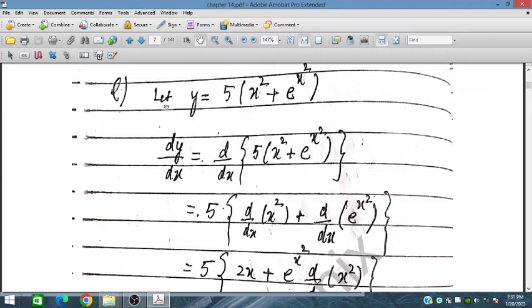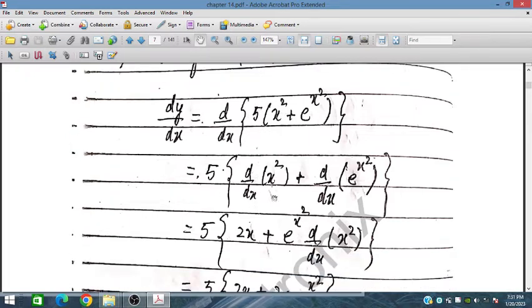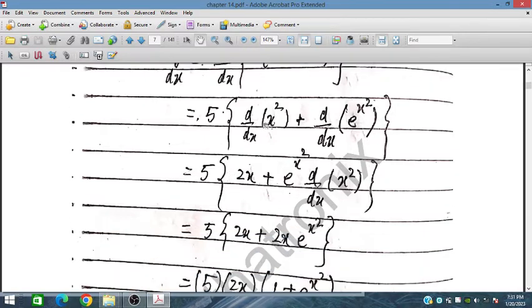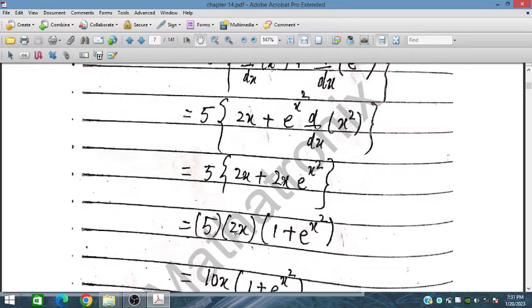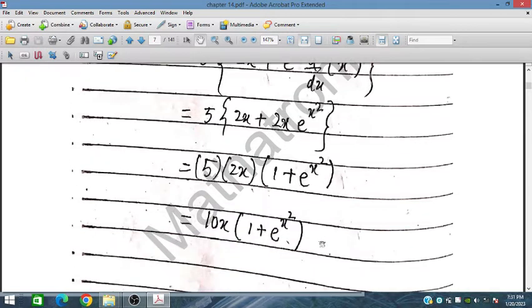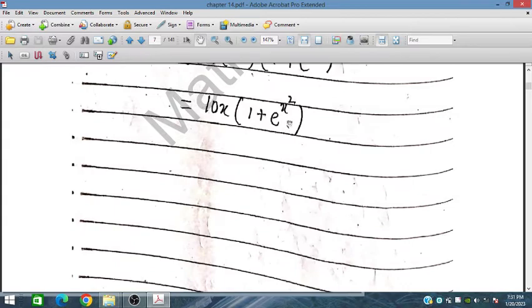So like this, y is equal to 5x square plus e power x square. So this is 5, and we differentiate, and then 5 is here, and then x square is there, and this e power x square, and from this we have this 2x, and from this e power x square, and then differentiate this x square here, and from this we have the result 5 into 2x, and 2x can be taken common from here. So this is here, and 1 plus e power x square. So this is 10x times 1 plus e power x square.